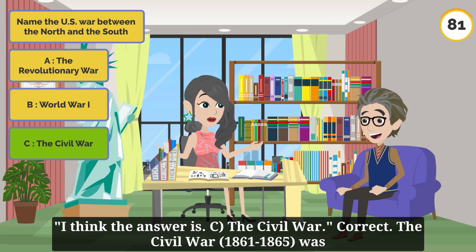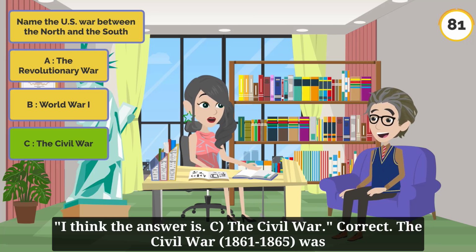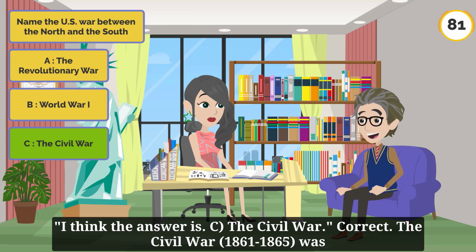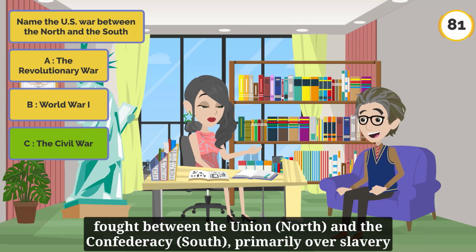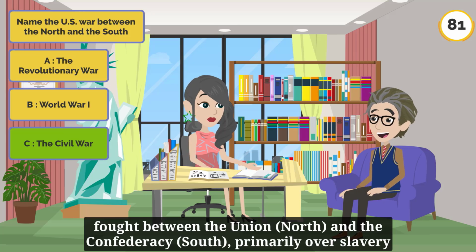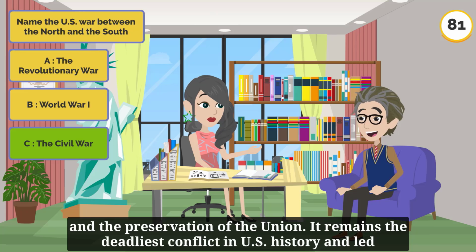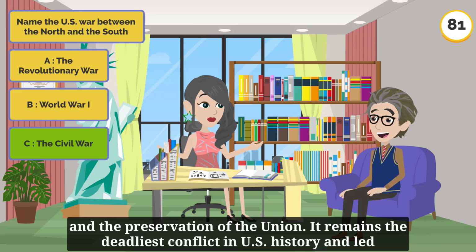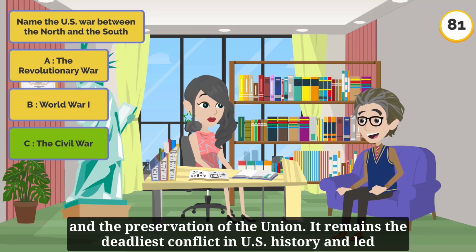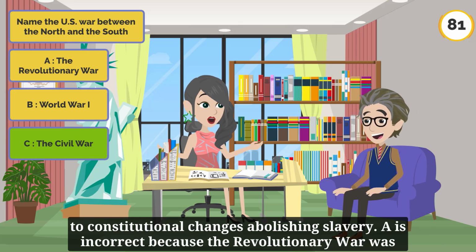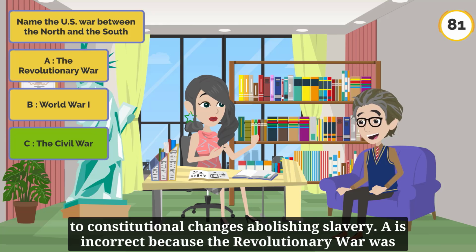Correct. The Civil War, 1861 to 1865, was fought between the Union, North, and the Confederacy, South, primarily over slavery and the preservation of the Union. It remains the deadliest conflict in U.S. history and led to constitutional changes abolishing slavery.